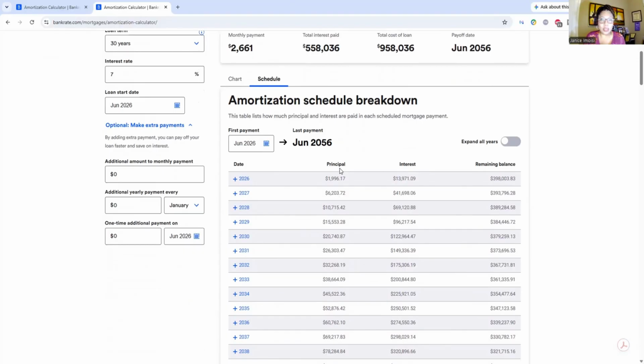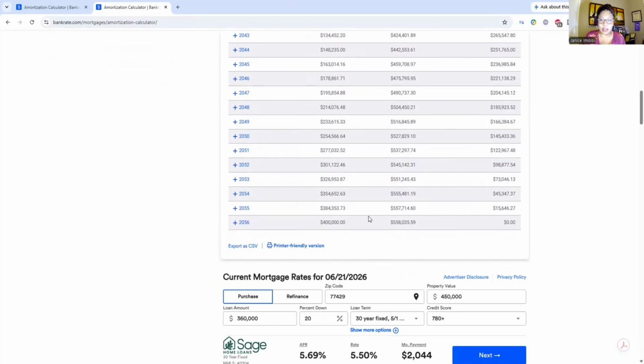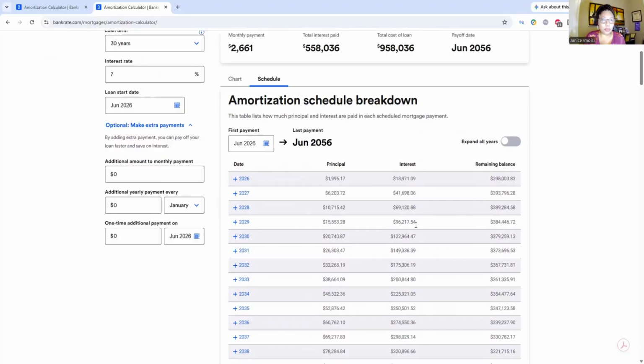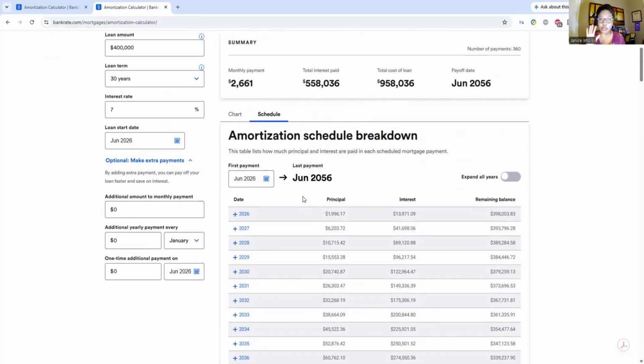So we already saw that we borrowed $400,000 and we're paying $558,000 in interest. This beautiful little box right here is called additional amount to monthly payment. Even though you're paying extra on your principal, you still have to pay this same amount every month. So if it's an extra 200, it'll be 200 plus this that you'll be paying out of your pocket. So it's 2,661 plus 200, so it'll be $2,861.